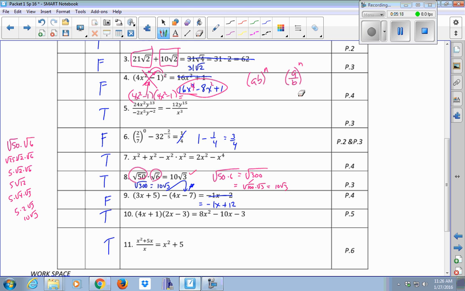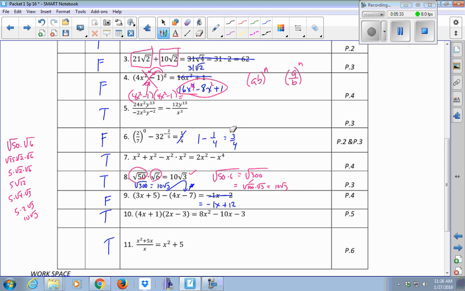-1 times -1 is 1. Yep. The last one down here? It is true. But can we wait till we get there? Okay. Any questions on this one?